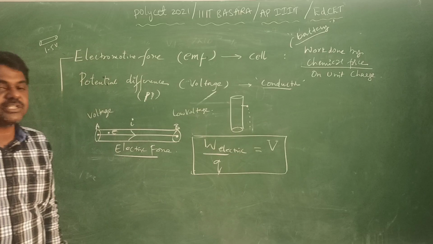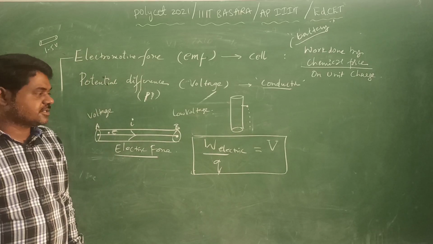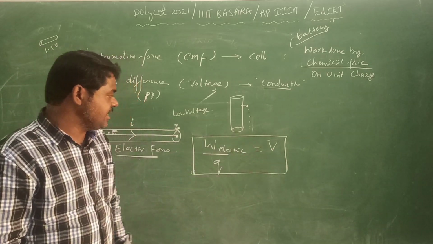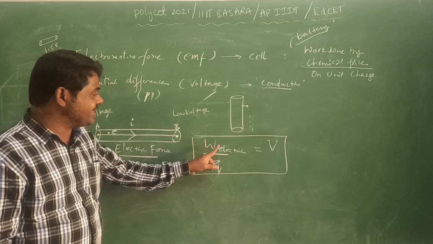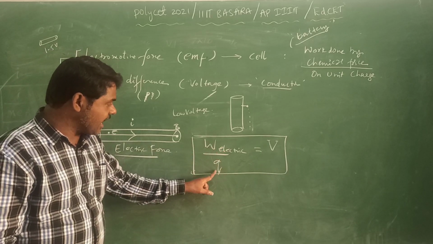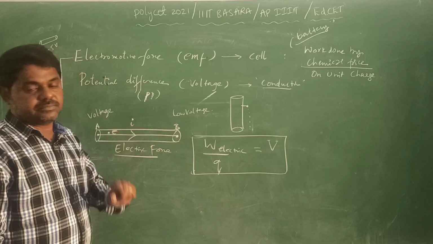This V is the potential difference. Okay, so V is the potential difference. Potential difference is the work done by the electric force on a charge to move it from A to B.